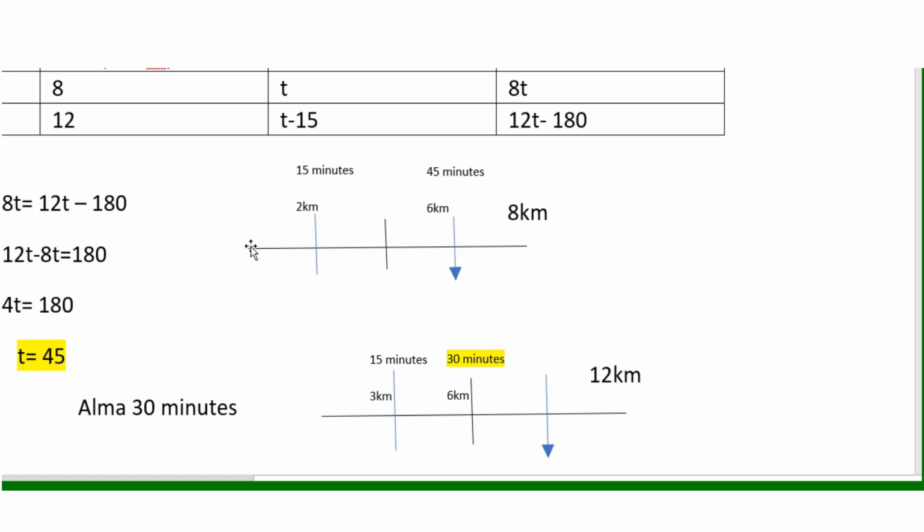And then Mary was running for 45 minutes already and reached 6 km. So meaning to say, at this point of 45 minutes of Mary's running and 30 minutes of Alma's, they were able to see themselves at the same point here. Okay? So at that point, Alma is able to overtake Mary. Alma overtakes Mary after 30 minutes of running.